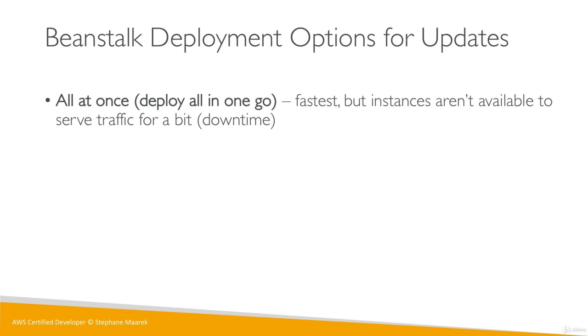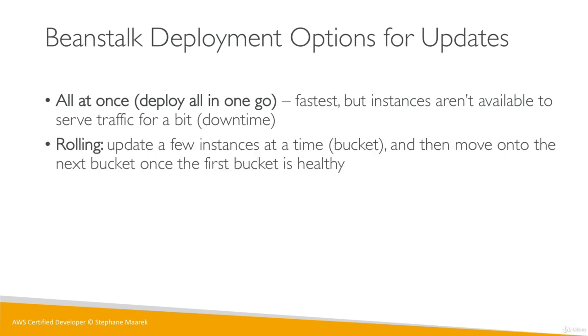The first one is called all at once, where you deploy all your applications in one go. Now, don't worry, I have graphs describing in depth all of these. I just want to give you a quick overview. With the all at once, it's the fastest kind of deployment, but instances won't be available to serve traffic for a bit, so you'll get downtime. If you go into a rolling update, then it will update a few instances at a time, also called a bucket, and then move on to the next bucket once the first bucket is healthy and updated.